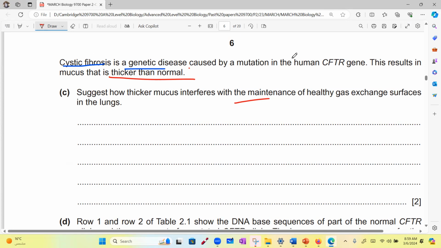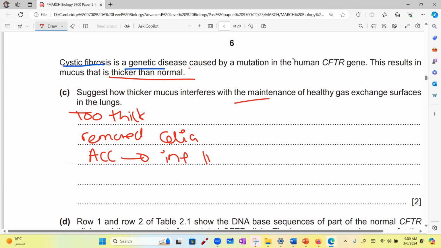Very good. So this mucus is too thick and it will not be removed by the what? Very good. It will not be removed by the cilia. So it will accumulate. And what does it cause? It will cause inflammation and infection. And you can write the story that follows. It will attract what? Very good. It will attract phagocytes because phagocytes are always attracted to the site of infection.